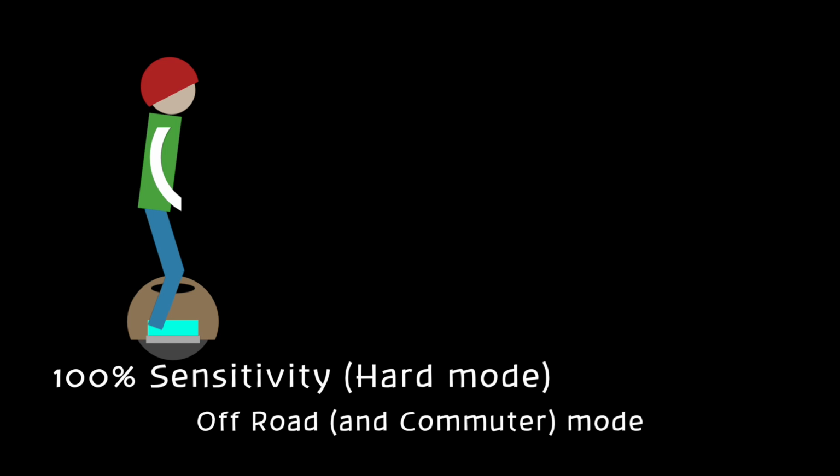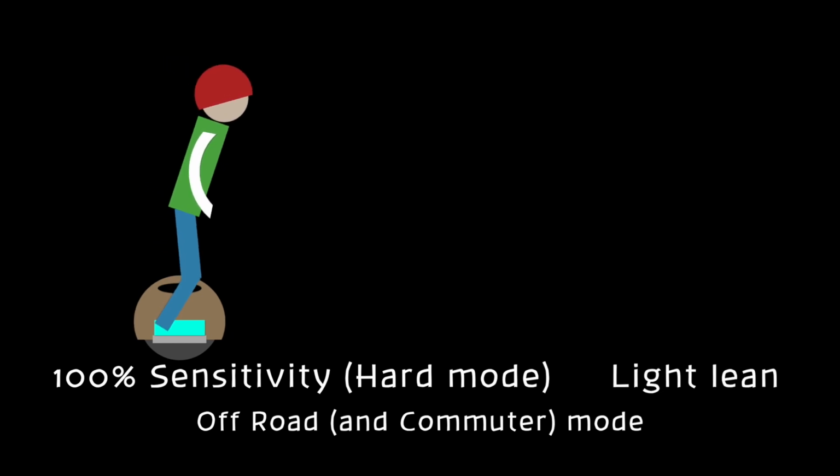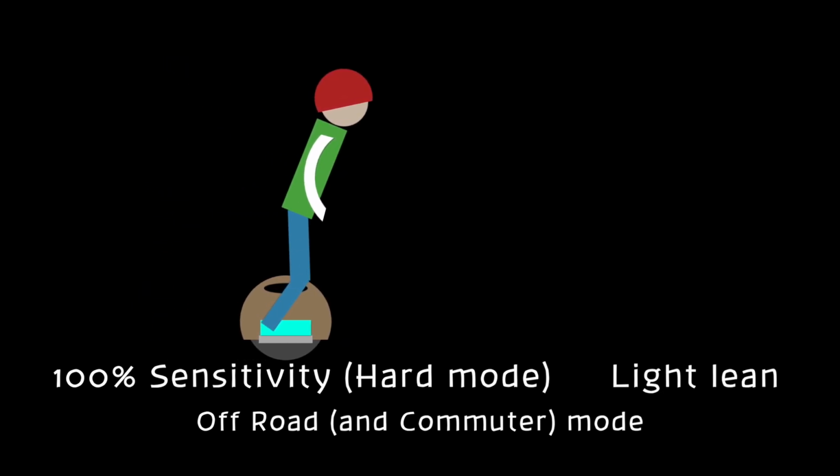Now we need an EUC and a rider. First, we will accelerate with a sensitivity setting of 100. This is the same as a hard mode on other wheels. On Inmotion, commuter and off-road modes behave roughly the same on this setting. Rider starts to lean, but the wheel stays completely horizontal.